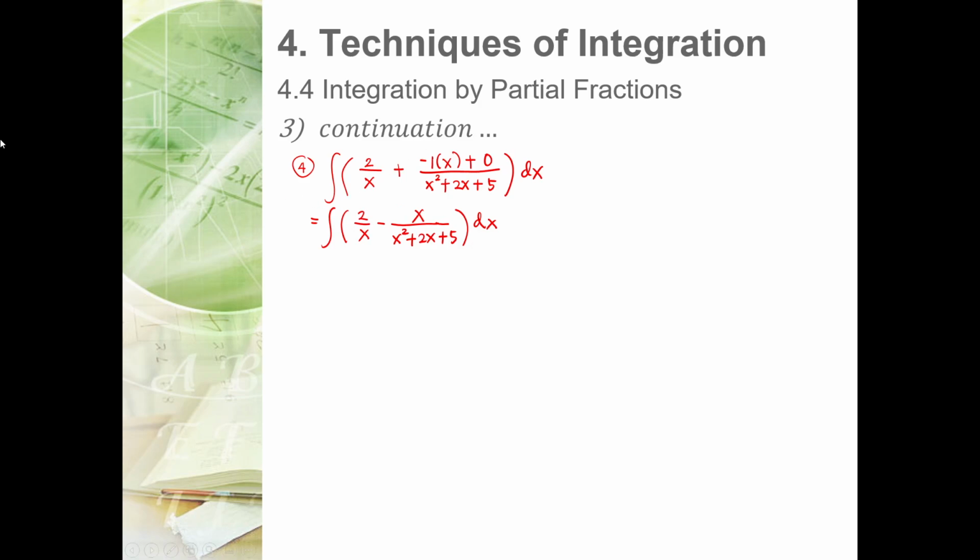Okay, so we now integrate individually. For the first term, I think it's super easy. Let u be equal to x, and then du is equal to dx. So this gives us 2 times the integral of du all over u, which gives us 2 ln of u, or 2 ln of x. So we have solved the first term already. For the second term, I think this one is a complicated equation.